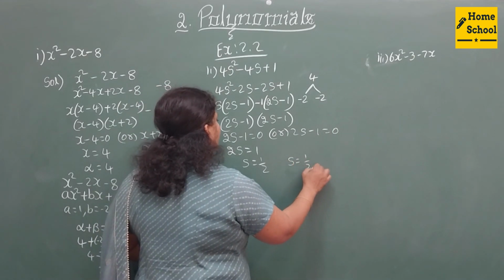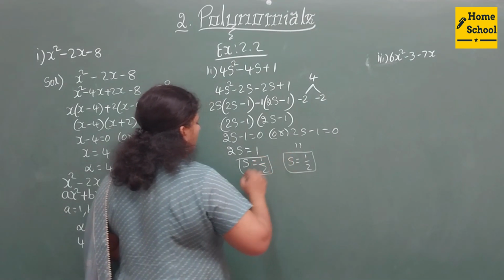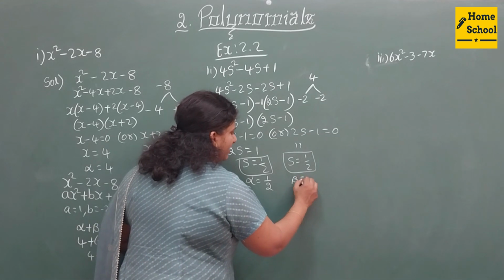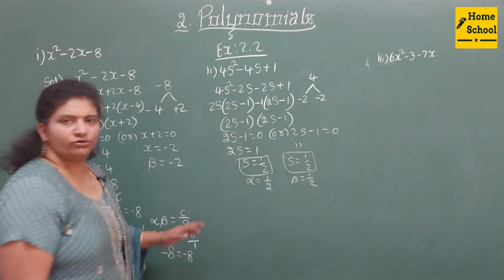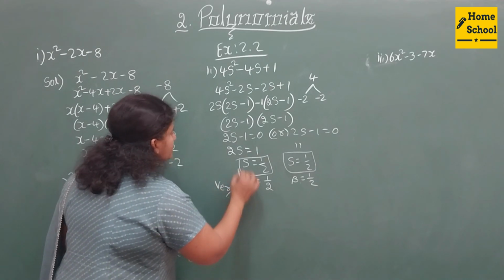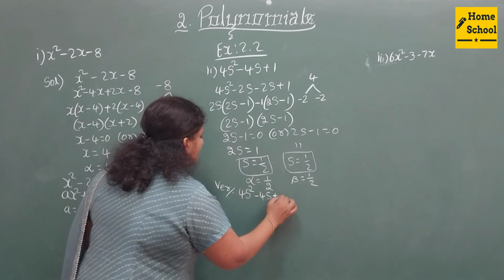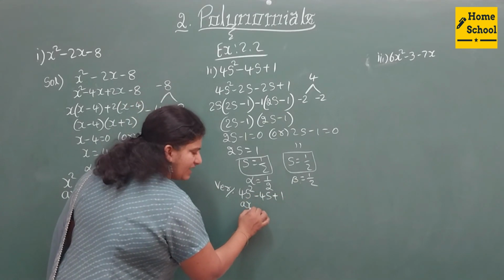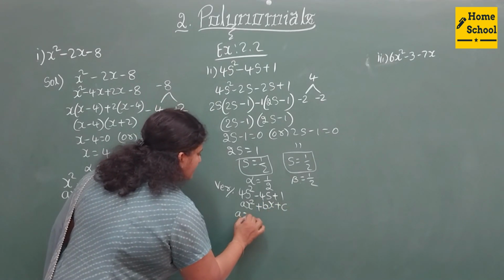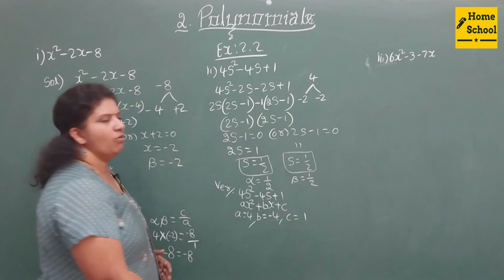In the same manner, here also s is equal to 1 by 2, or s is equal to 1 by 2. So let me assume these as alpha = 1/2, beta = 1/2. Now we need to do verification, right? So for verification, first rewrite the equation 4s² - 4s + 1. Compare with the standard form ax² + bx + c: a is equal to 4, b is equal to -4, c is equal to 1.